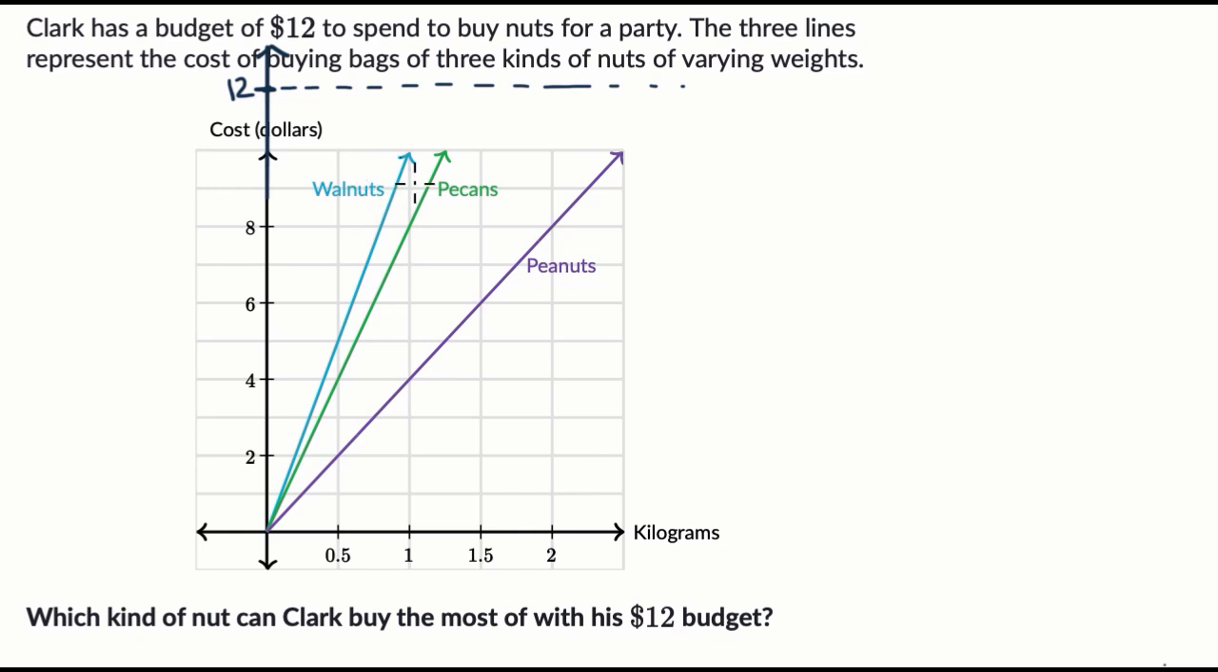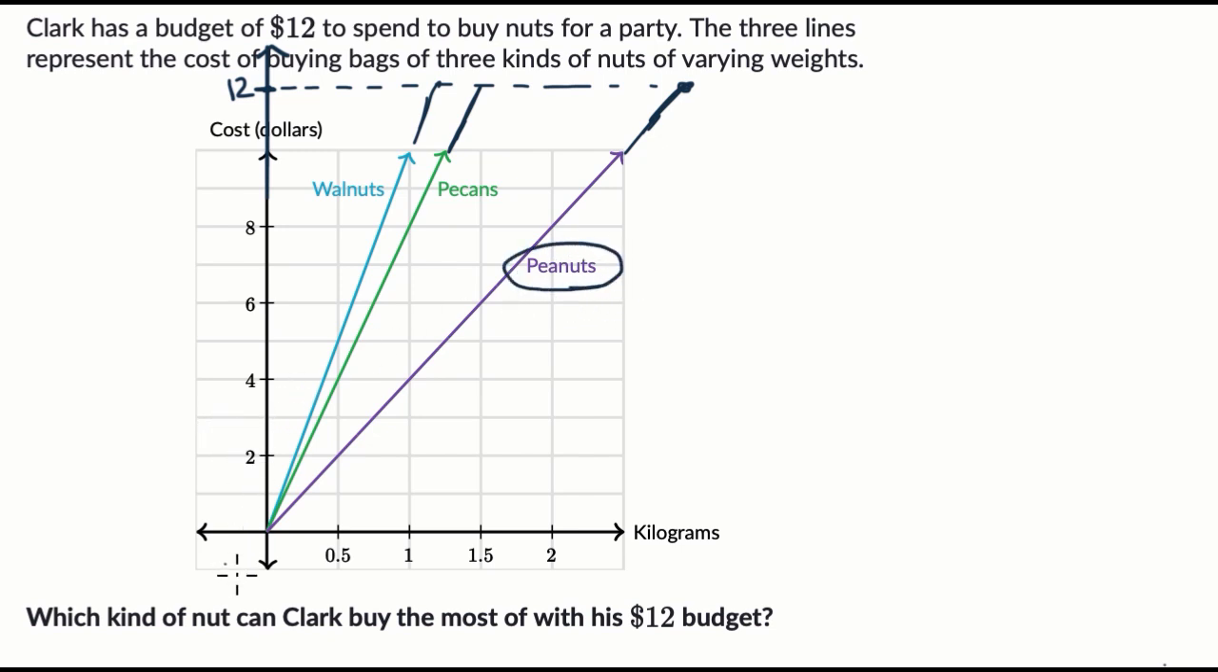And if you just extended each of these lines further out, this is the walnut line. This is the pecan line. This is the peanuts line. We just have to say which one can you buy the most of with the $12 budget. And you can see we don't have to get exactly where we hit there, although we could calculate that in a second. We can see that you're getting the most kilograms. You're going furthest out to the right with the peanuts. So the answer to the question would be peanuts.